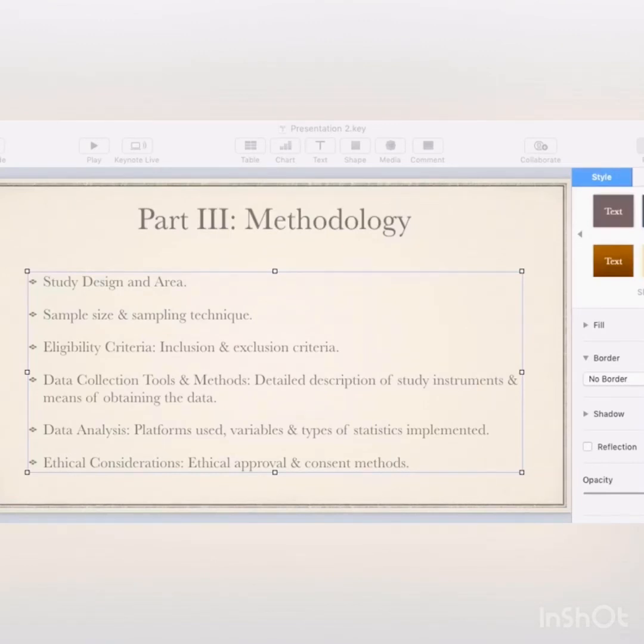Finally, we have the ethical considerations, which comprise the ethical approval and consent methods. When it comes to ethical approval, in any original research article involving humans or animals, ethical approval must be obtained from any research committee within the institution from which you're conducting the research. And also consent methods, particularly in community-based studies, consent must be obtained, and the anonymity of these participants must also be maintained throughout the study.